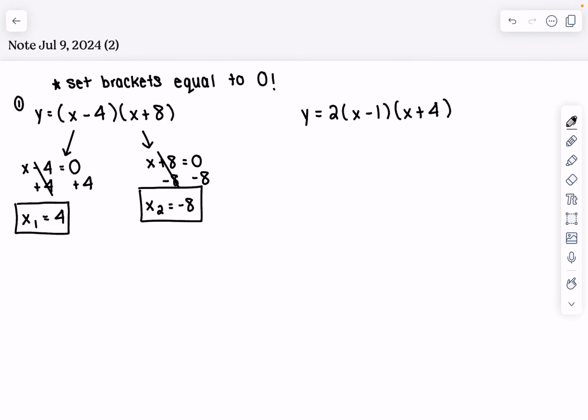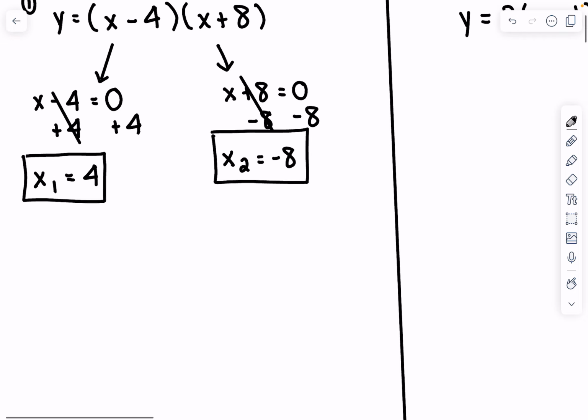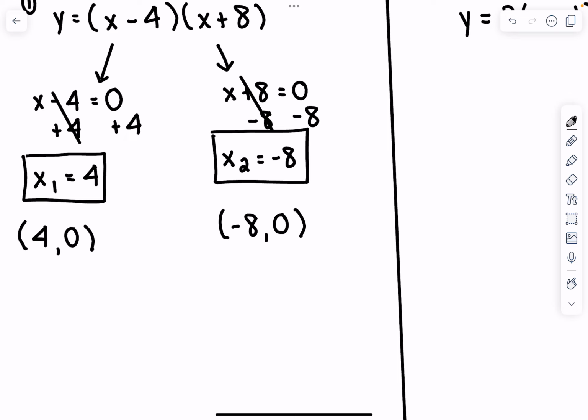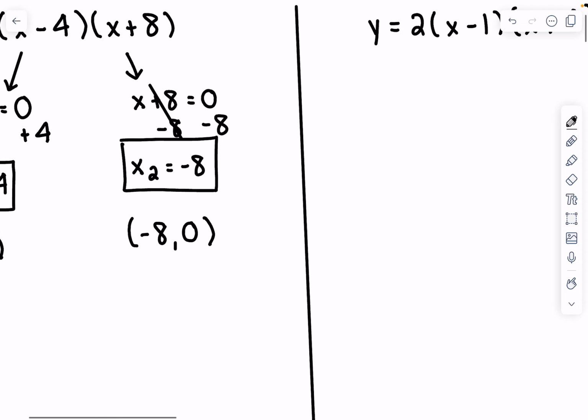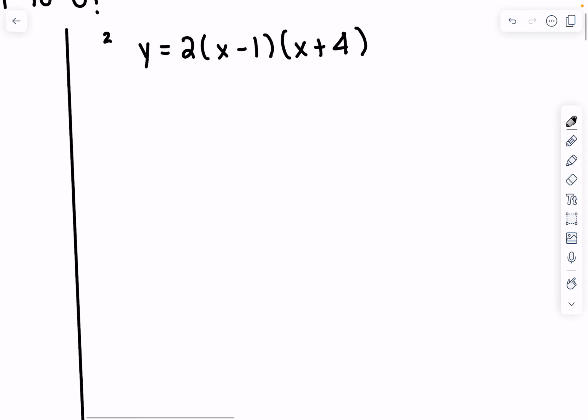So if we were asked communication questions about this particular expression or equation, it has two x-intercepts at 4, negative 8. X-intercepts happen when y equals 0. So if we were to put it into a coordinate pair, it would be 4, 0, and negative 8, 0. Okay. If you plug those numbers in, it would zero out the whole equation. So 4 minus 4 in the first bracket equal to 0. Boom, everything cancels out.